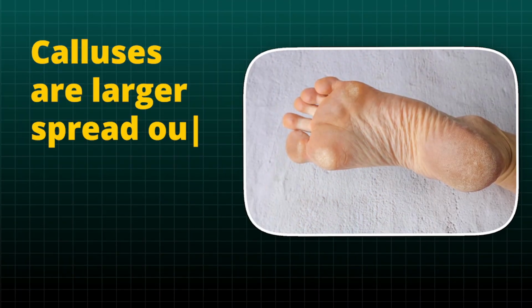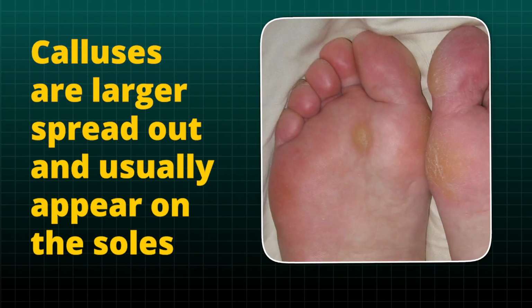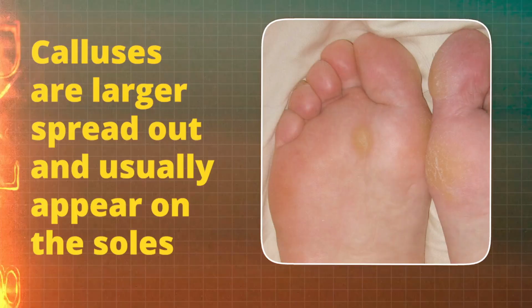Calluses, on the other hand, are larger, spread out, and usually appear on the soles of the feet, where the skin experiences continuous pressure. However, it's important not to confuse these with warts, which are completely different and are caused by a viral infection. Corns and calluses are essentially the same condition, but they are named differently based on their location.